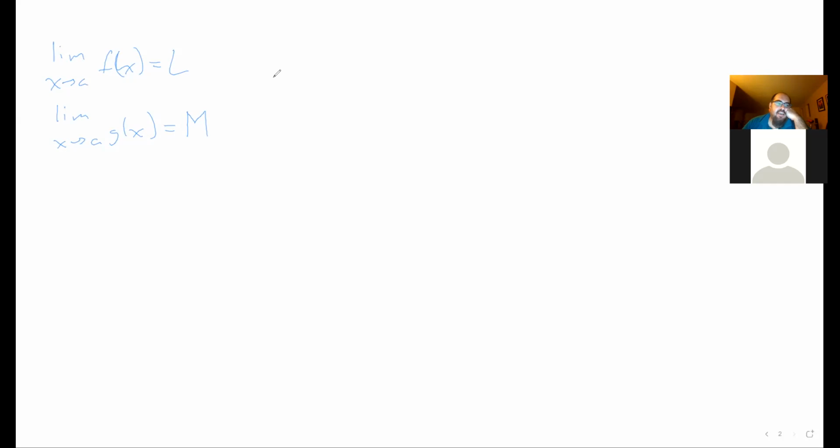Just to illustrate that, what if I give you this? The limit as x approaches a of this new function, 3f of x minus 2 times g of x. We can break this down. So I know that my limit as x approaches a of f of x is L.